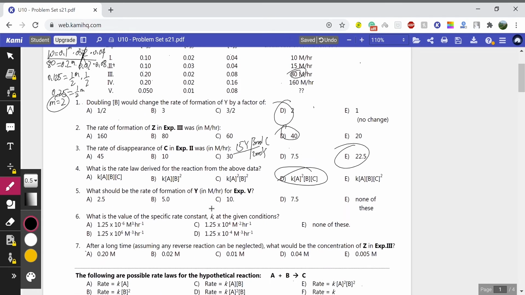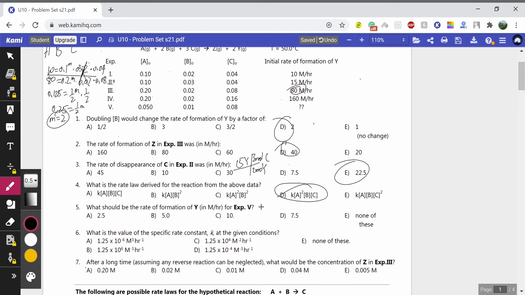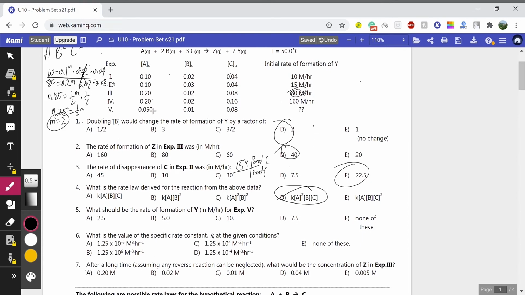For 5, we should find the rate of formation of Y for experiment 5. Rate of formation for 5, okay. This one, let's use the rate law.